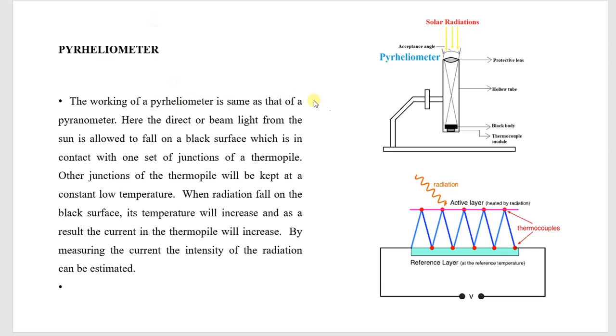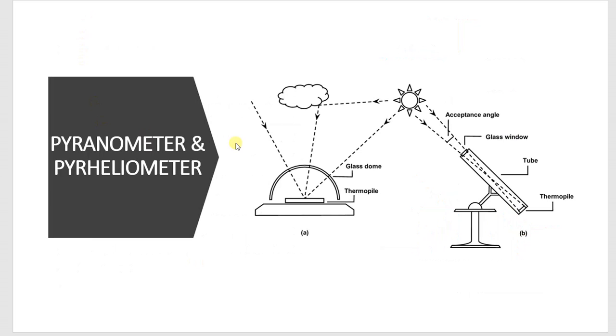The working of a heliometer is the same as that of a pyranometer. Here, the direct or beam light from the sun is allowed to fall on the black surface, which is in contact with a set of junctions of a thermopile. Other junctions of the thermopile are kept at a constant low temperature. When the radiation falls on the black surface, its temperature will increase, and as a result the current in the thermopile will increase. By measuring the current, the intensity of the radiation can be measured. So this is the difference between a pyranometer and the heliometer.